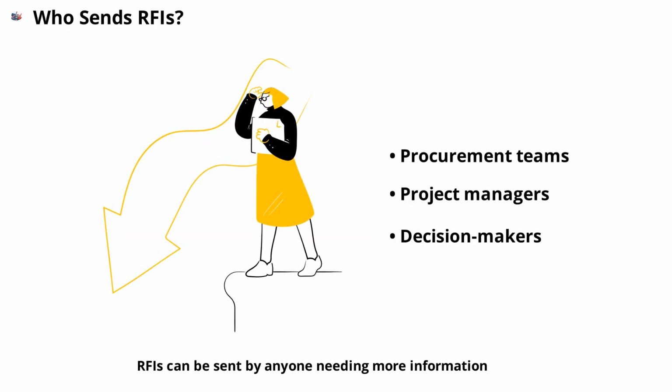RFIs can be sent by anyone needing more information, but they are most commonly used by procurement teams, project managers, and decision-makers in organizations. These individuals are responsible for gathering data, comparing options, and making recommendations. By using RFIs, they ensure that their choices are based on accurate and comprehensive information.